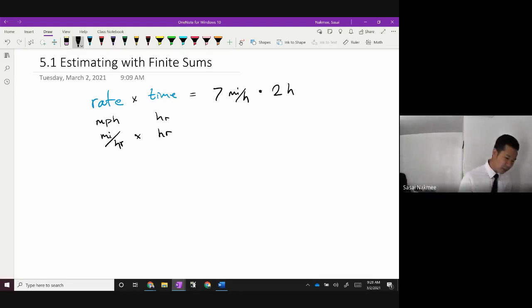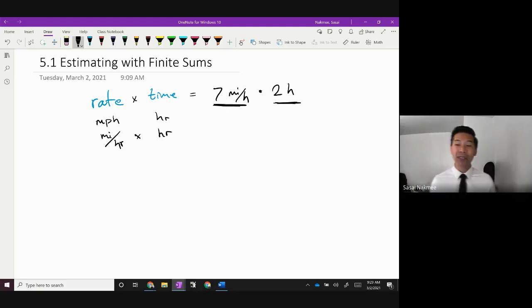Does anyone have an idea what this would represent algebraically? What have I written down here? When I have a rate of something traveling, which is, let's say, 7 miles per hour, and they've been traveling for 2 hours, what's the result of this mathematical operation? If I told you this thing is traveling at 7 miles per hour for 2 hours.